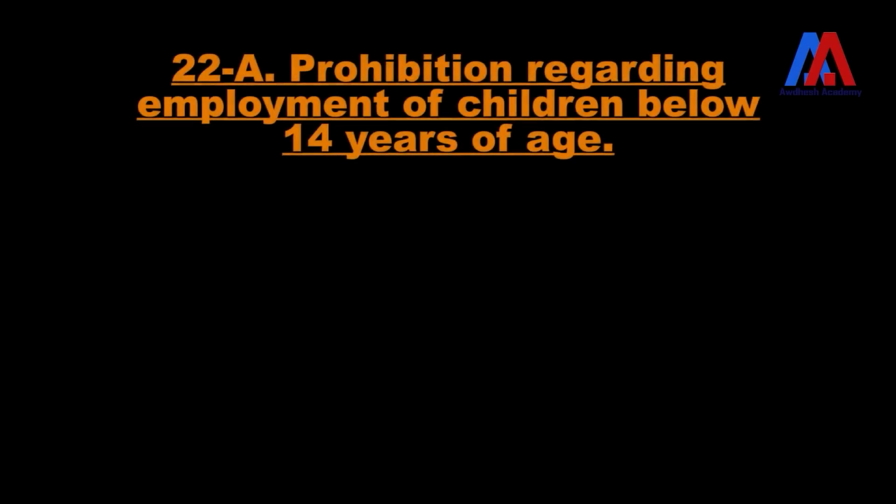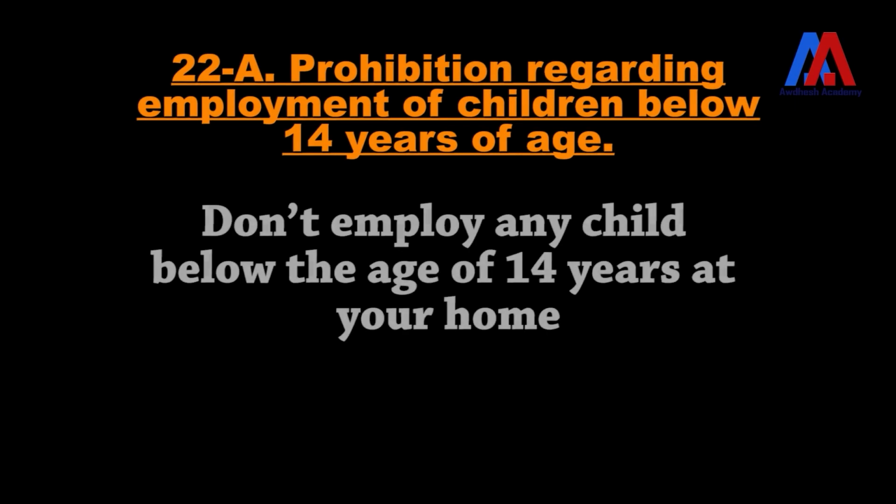Rule 22A deals with the employment of children below 14 years of age. You are prohibited from employing any child below 14 years of age at your home. This is not permitted. So you cannot have child labor at your home working as a maid or a servant. Today we have learned about all the remaining provisions of the conduct rules.